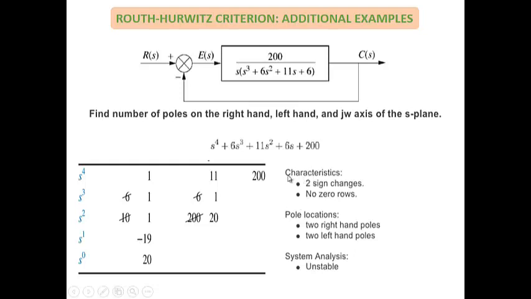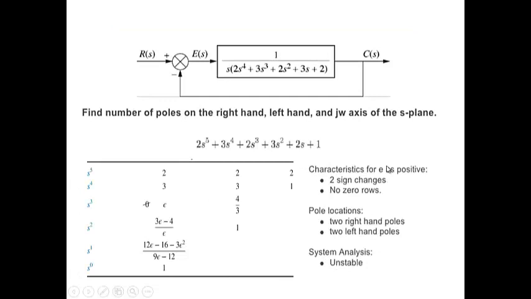So from here, what we can conclude is that there are two sign changes, no zero row, and then the pole location is two right hand poles, which is unstable, and we understand that when we have two right hand poles, it will become unstable for our system. So you can conclude that the system for this transfer function is unstable. Okay, this is the example.